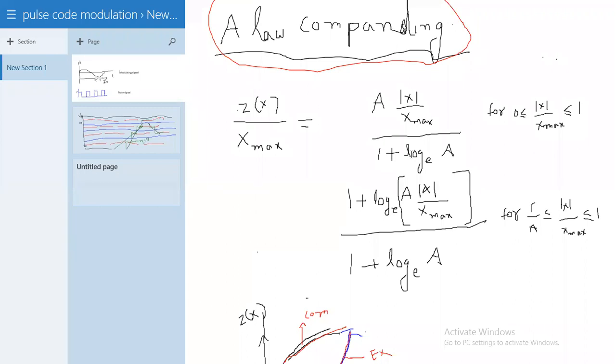Emma? So compounding, how many types? Two types, ma'am. What are they? Mueller compounding and Euler compounding. Why is it called Mueller compounding? Mu is the parameter here. In Euler compounding, A is the parameter. In both cases, according to our requirement, we can use Euler compounding and Mueller compounding. For A we use values like 0, 2, 87.56. For Mu we use values like 0, 5, 255.